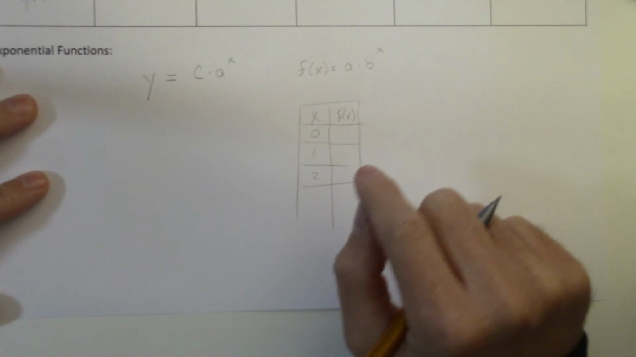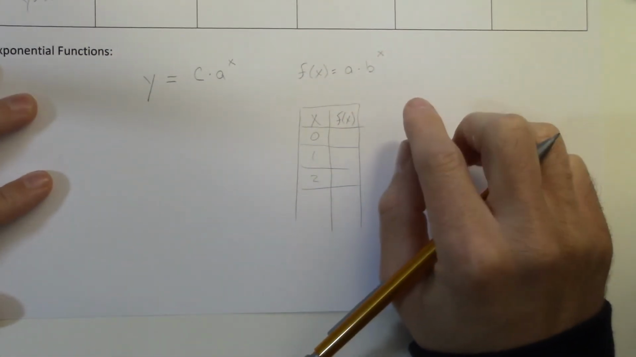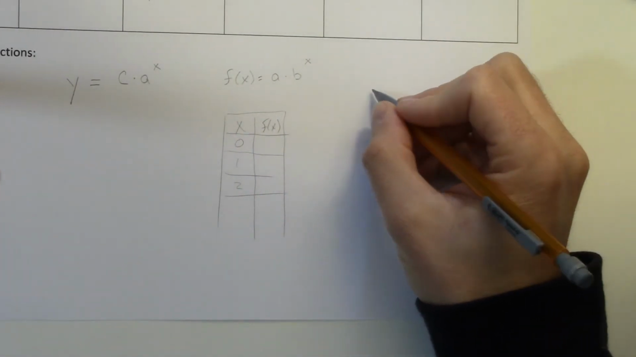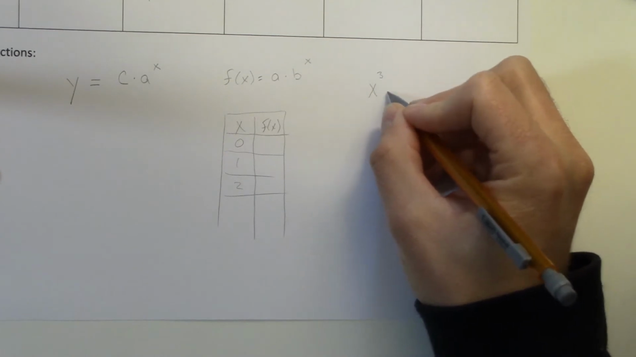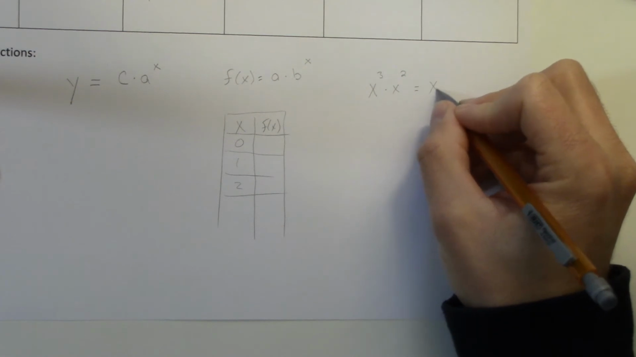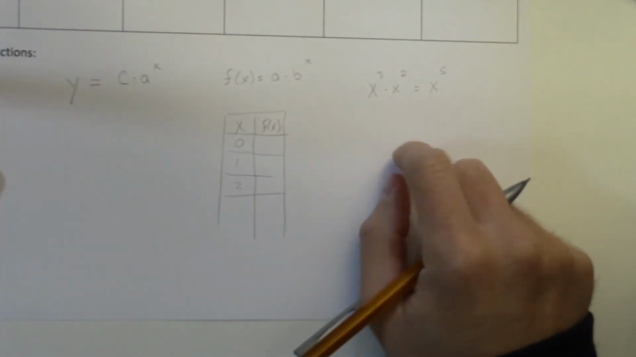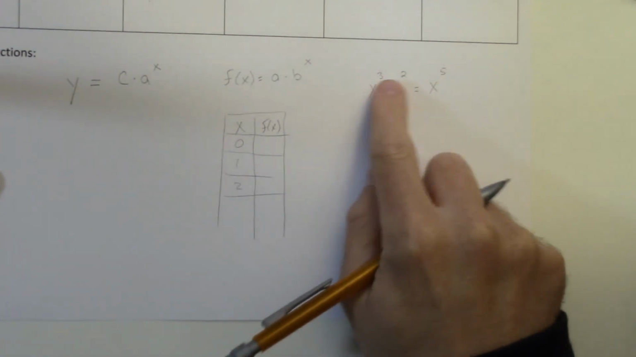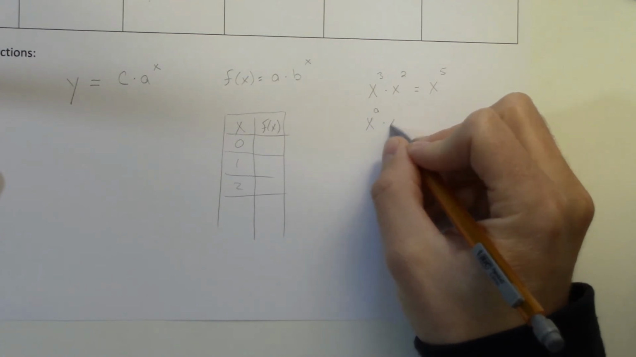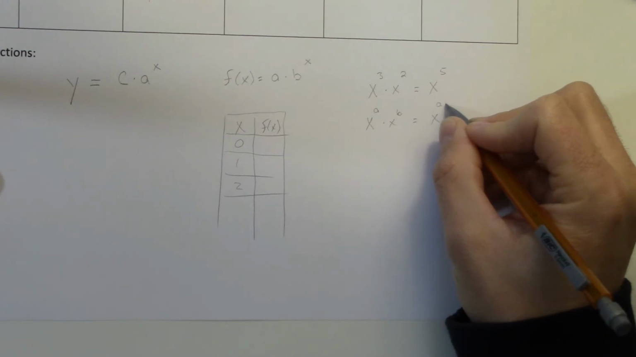It should help, though, to know some laws of exponents. And so what are some of the laws of exponents? Laws of exponents are things like, what is the value of x to the third times x to the second? Well, it equals x to the fifth. How do we get 5? Well, we added our exponents. So if we had x to the a times x to the b, the law says to get our answer here, we would add a plus b.